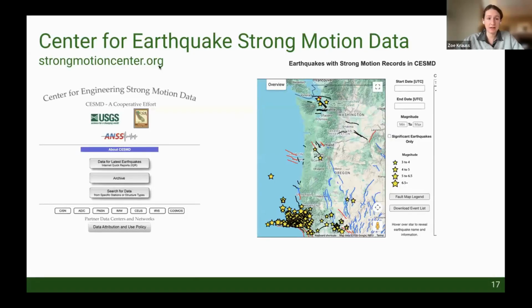So the Center for Engineering Strong Motion Data, strongmotioncenter.org, automatically grabs data from the PNSN stations, from the UO networks and the UW networks for earthquakes with magnitude 5 or greater. But they also process data if an event is broadly felt. That's a manually triggered process, but all relevant ground shaking earthquakes should be included in this database. And you can look through the archive here.